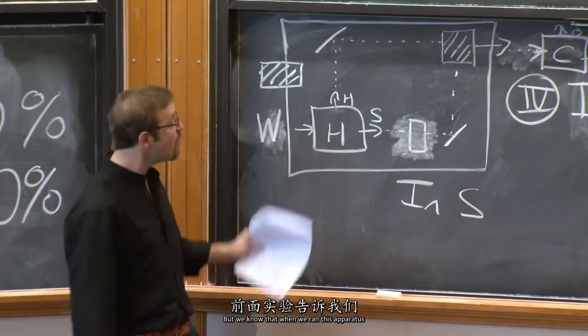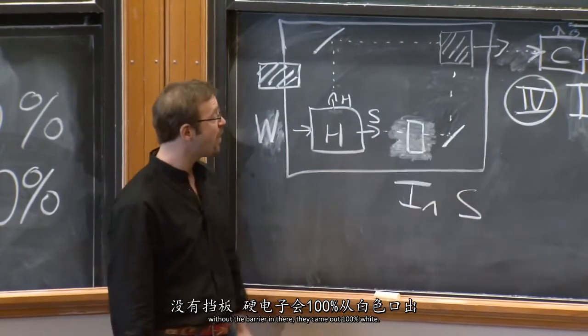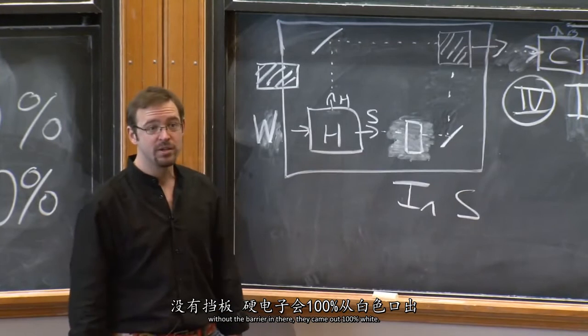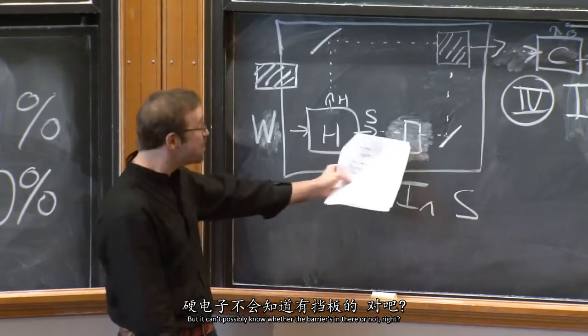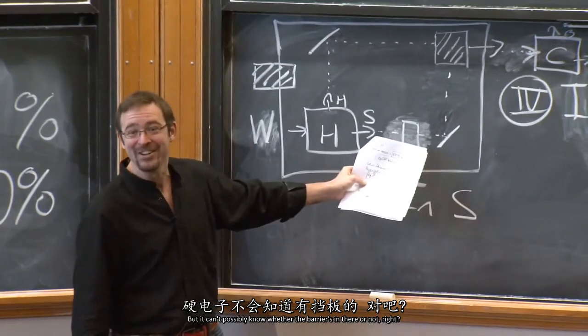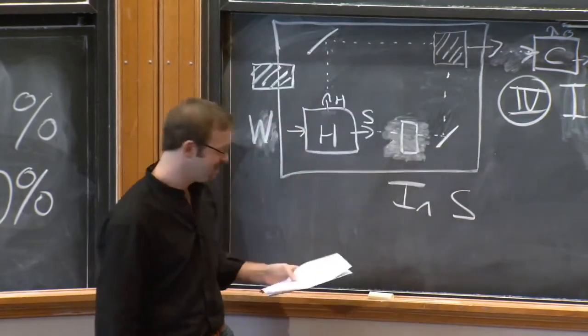It can't know. But we know that when we ran this apparatus without the barrier in there, it came out 100% white. But it can't possibly know whether the barrier is in there or not, right? It's over here.